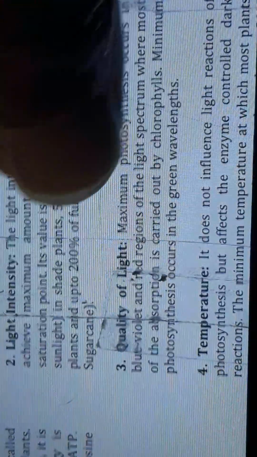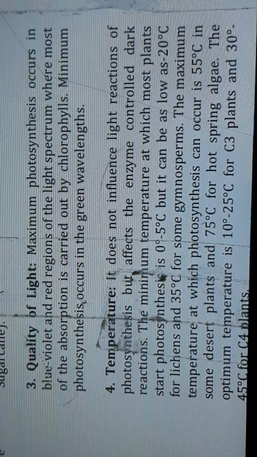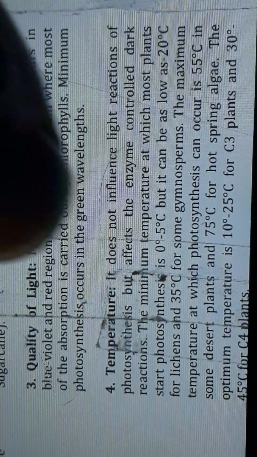Right? The next subject will be the quality of light. The maximum photosynthesis occurs in blue light and red regions of the light spectrum, but most of the absorption is carried out by chlorophylls. Minimum photosynthesis occurs in the green wavelengths. And the fourth would be temperature.